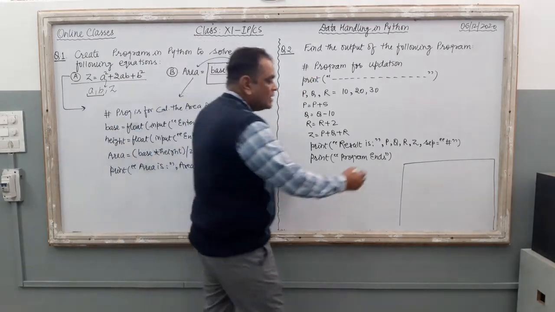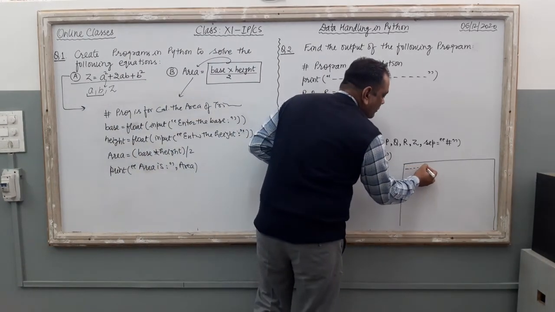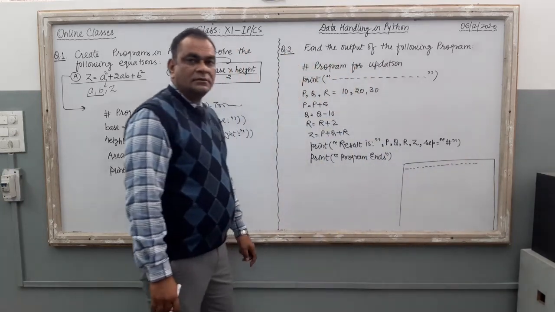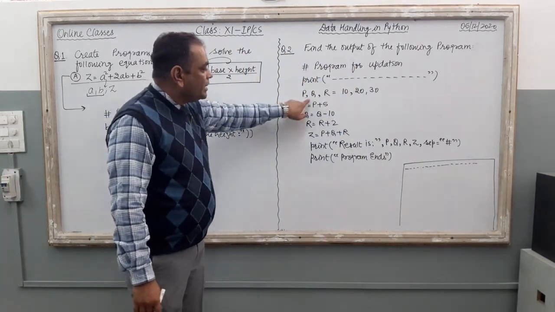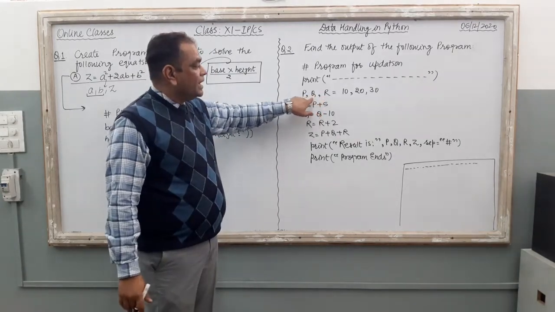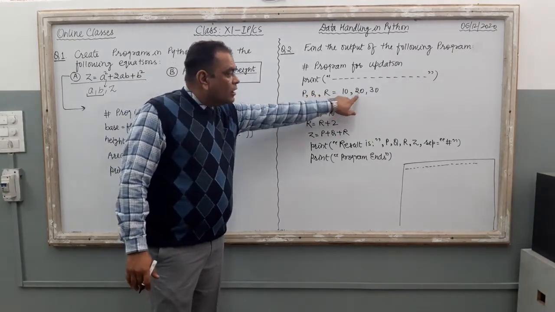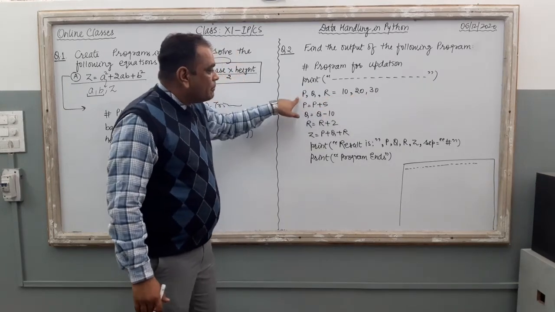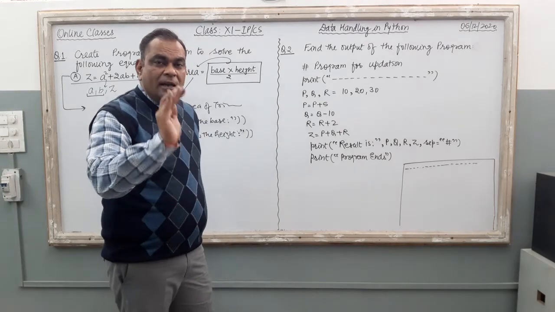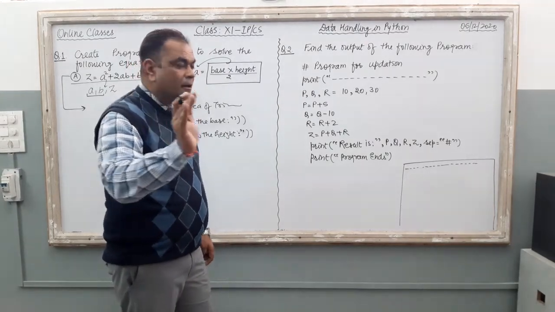Print dash dash dash means what? Very first you have to draw this dash dash dash line in the answer sheet. Clear? Next one, P, Q, R. Three different variables are created by the computer, P and Q and R, and the values 10, 20, 30. 10 is there in P, 20 is there in Q, 30 is there in R. It is known as multiple assignment, multiple variable assignment.